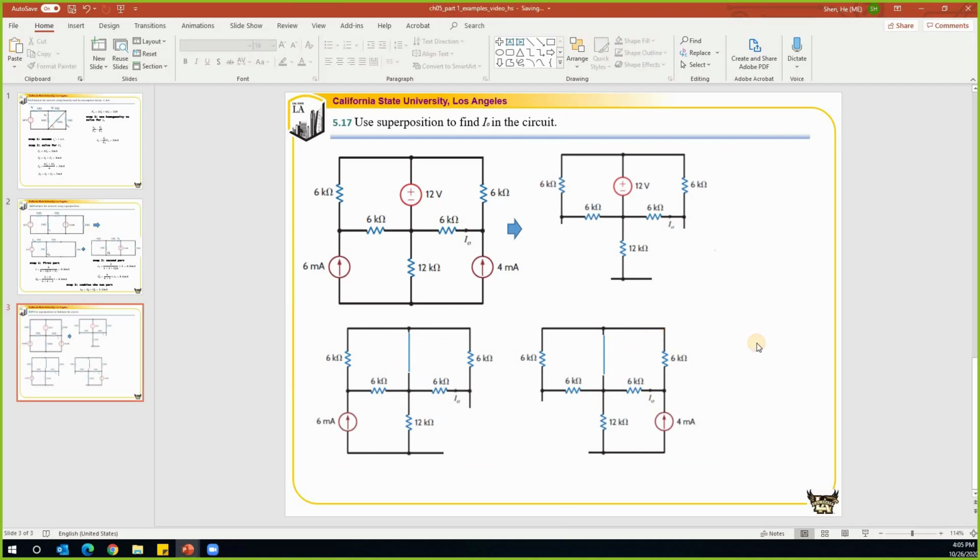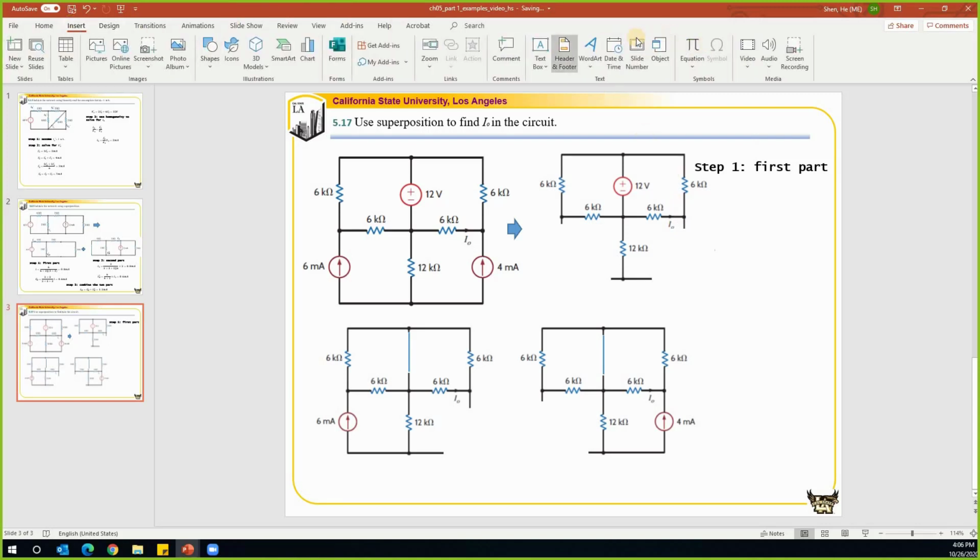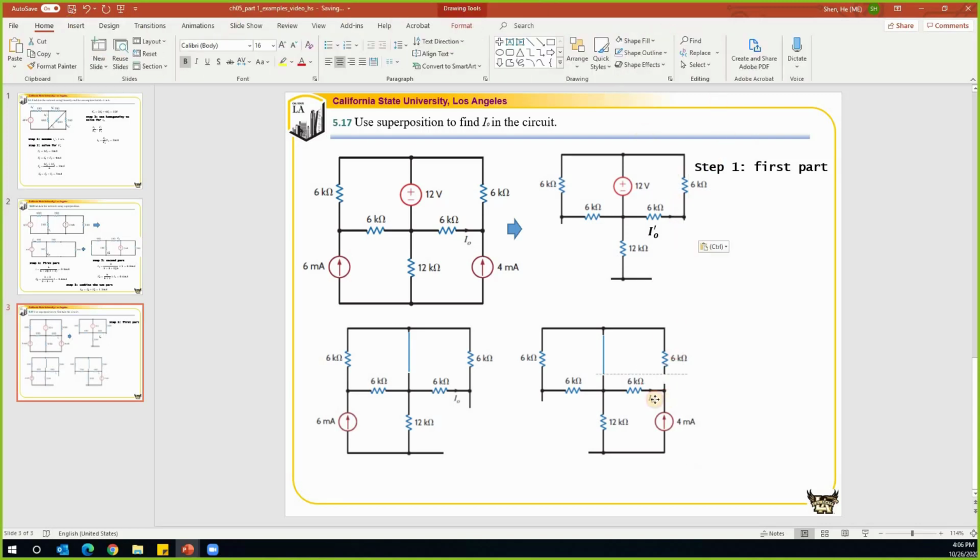Alright, now we have the 3 circuit problem to solve. Let's solve them one by one. Step 1, I'm going to solve this one. This is the first part. So we're going to find this current, give it a name, say IO prime, and cover all these IOs. And the first current is IO prime. So how do we find IO prime?